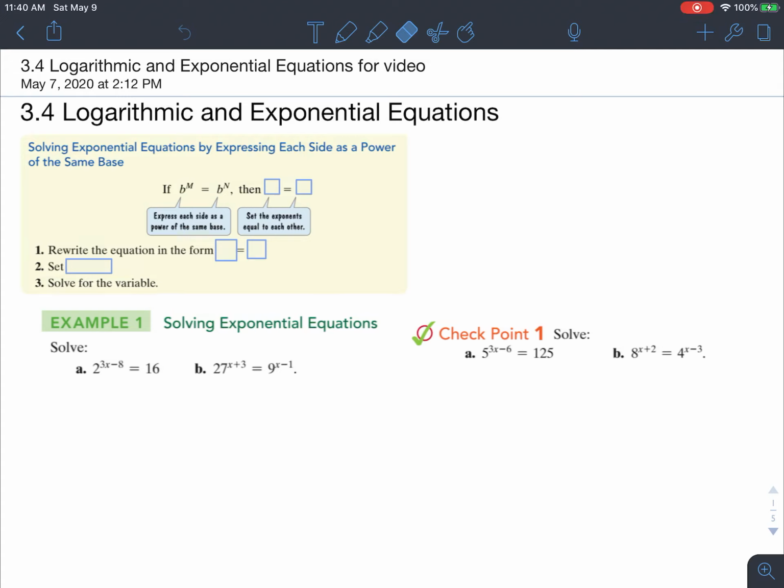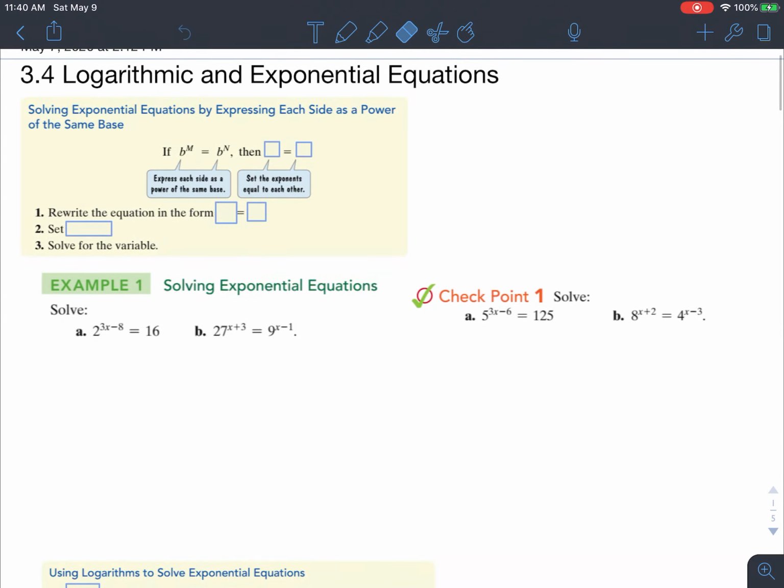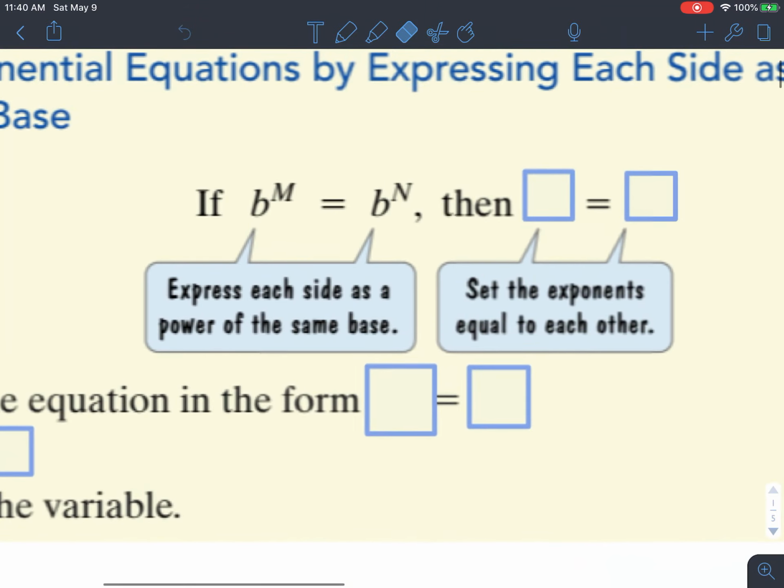This week, you're going to learn about logarithmic and exponential equations. There's a couple of different ways we can do this. The first way is to try to get the bases on each side of the equal sign to be the same. For instance, here, if you could get this b and this b to be the same number, then the exponents would just equal each other.